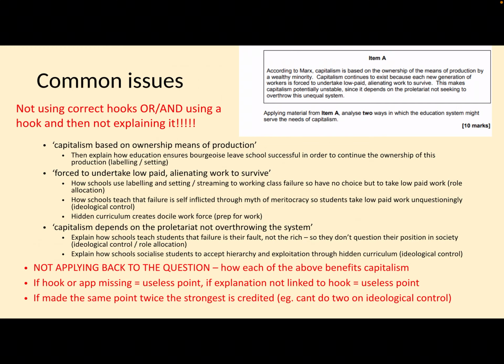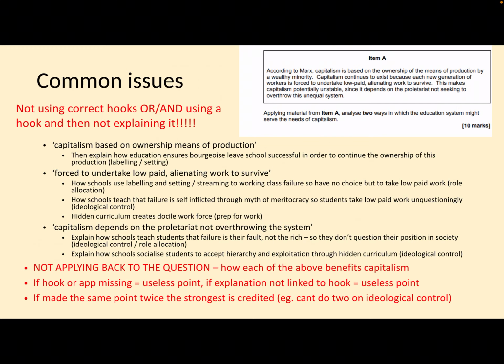So, the common issues, and the main issue there was not using the correct hooks, and using a hook and then not explaining it. So just sticking a hook in and then drifting off into a completely different explanation. Okay, so from the item there were 3 main hooks you could have used. And what I've done on this slide is I've talked through how I would have used those hooks to develop a point around what education does to benefit capitalism.